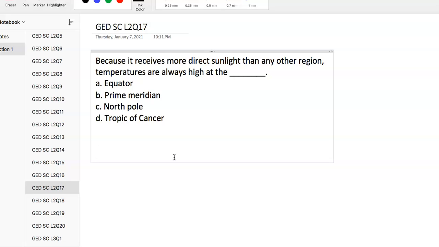Let's see here, question 17. Because it receives more direct sunlight than any other region, temperatures are always highest at the equator. Answer choice A. This is due really just to simple geometry of Earth's curvature.